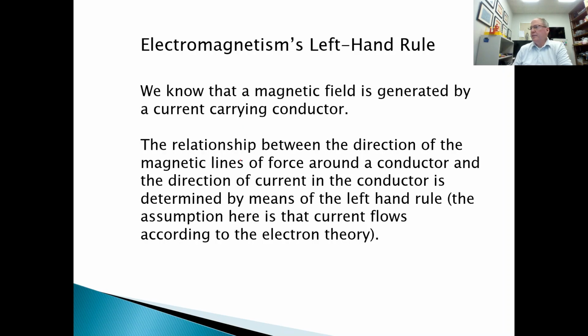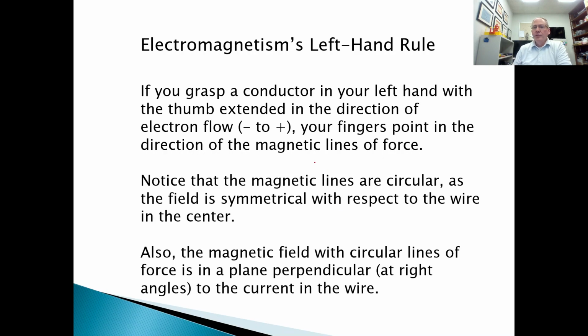The relationship between the direction of the magnetic lines around a conductor and the direction of current is determined by means of what's known as the left-hand rule, with the assumption that current flows according to electron theory, which is what we teach in this class, right? So if you grab a conductor in your left hand with the thumb extended in the direction of the electron flow from the negative to the positive, your fingers are going to point in the direction of the magnetic field lines. If you do that here, you notice that the magnetic lines are circular as the field is symmetric.